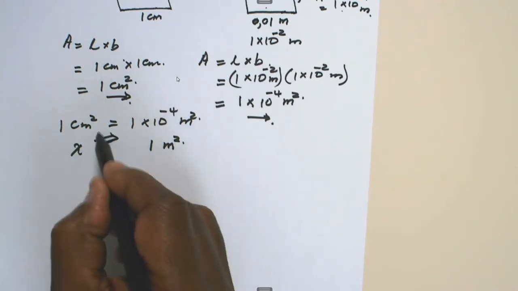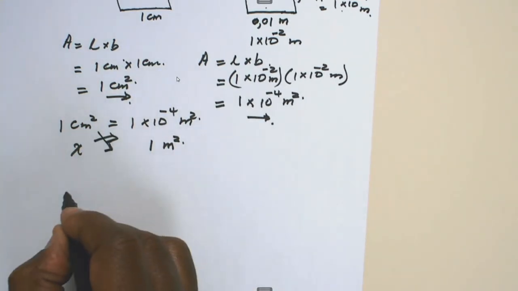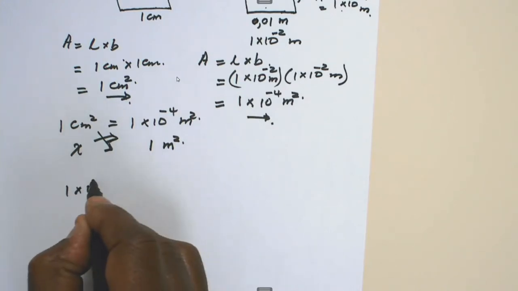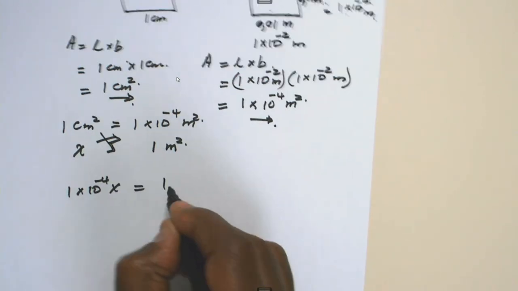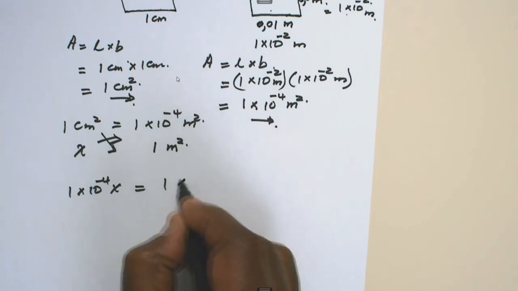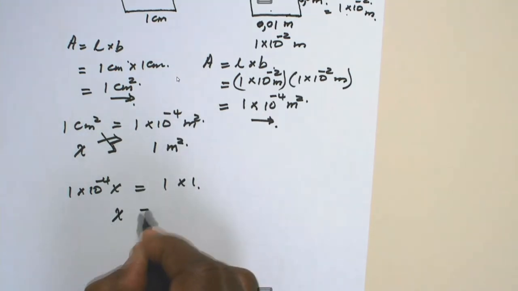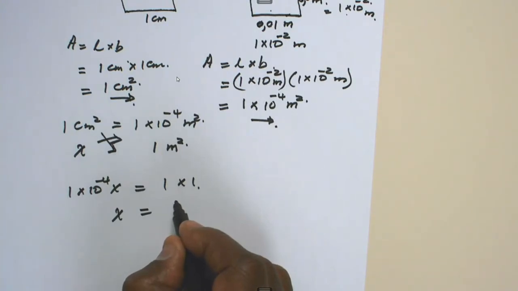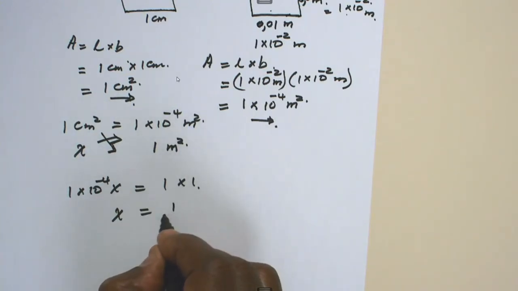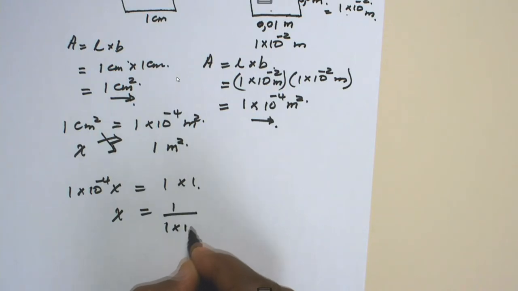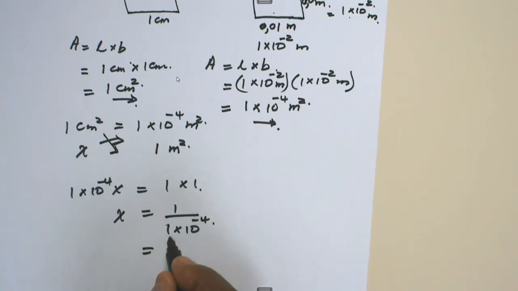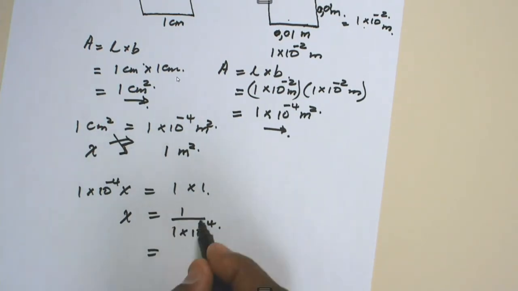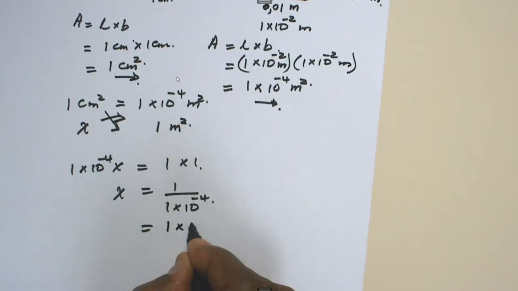You simply cross multiply and you will say 1 times 10 to the power minus 4 x is equal to 1 times 1, of course. Therefore, your x will be 1 over 1 times 10 to the power negative 4. And this, of course, if you remove the division line, will be 1 times 10 to the power 4.